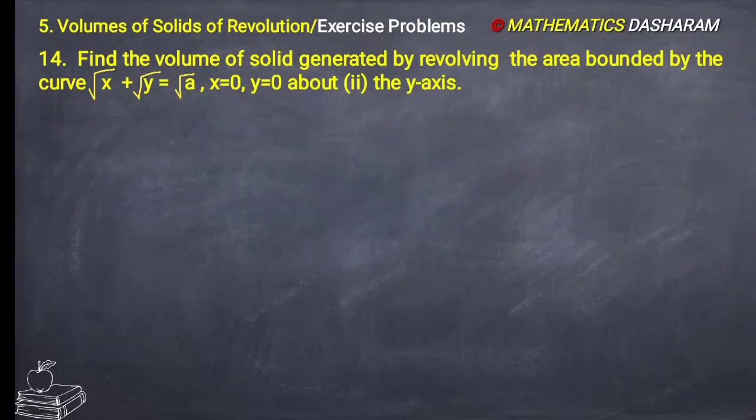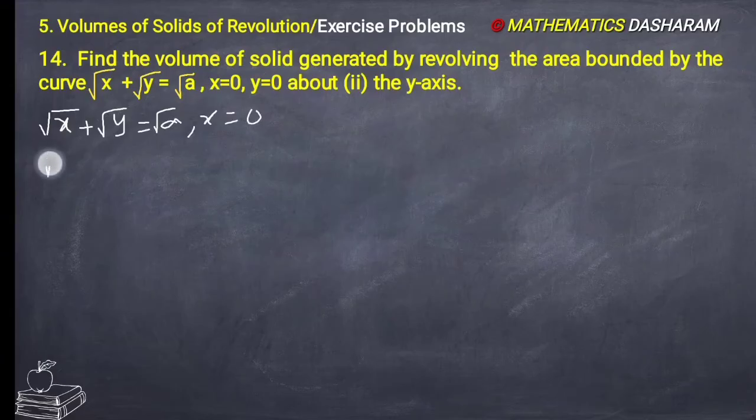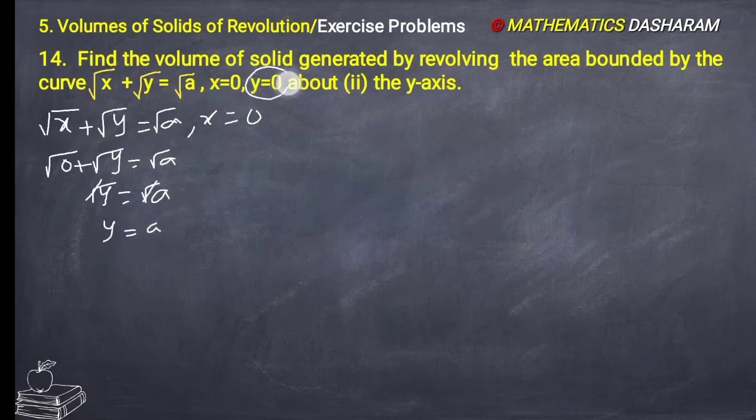Next is the second one, about the y-axis. So we need the y values. To find the limits in y, I am going to take the given curve and put x equals 0. Substituting x equals 0, it equals √a, then √y equals √a. The roots cancel, then y equals a. So one limit is y equals 0, another limit is y equals a.